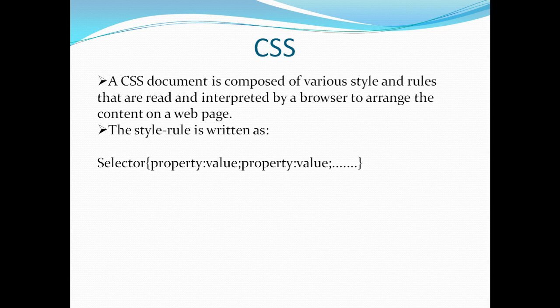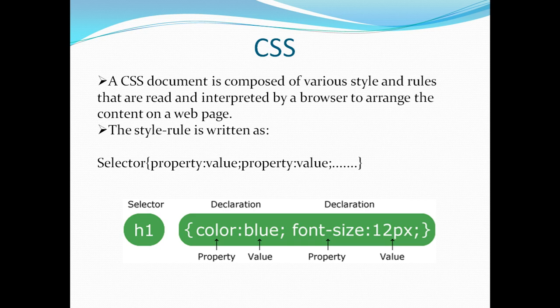The selector over here refers to the tag to which the style is to be applied. For example, we can see the selector is H1. A property is a style or attribute to be applied to the selector. So here the properties we can see in the example are color and font style. Every property has a value according to which the selector is replaced. So we can see we have a blue value and we have a 12 value in the example.